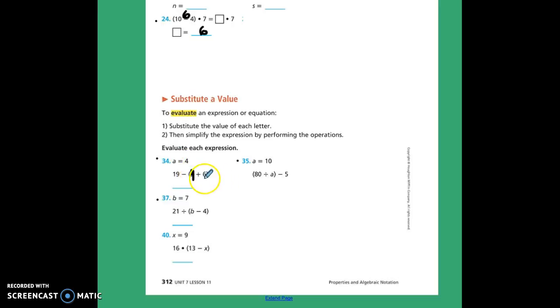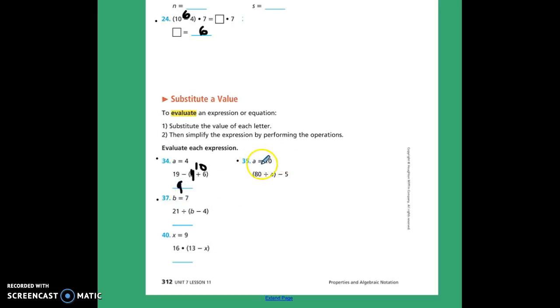I do my parentheses first. Think of our order of operations. 4 plus 6 is 10. And then I can do the rest of it. 19 minus 10 equals 9. All right. How about this one?